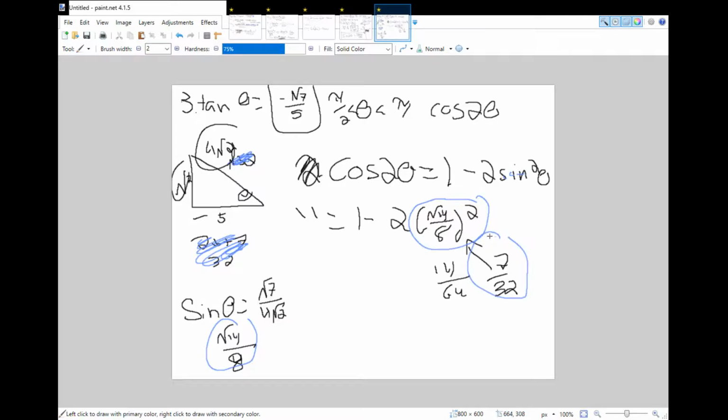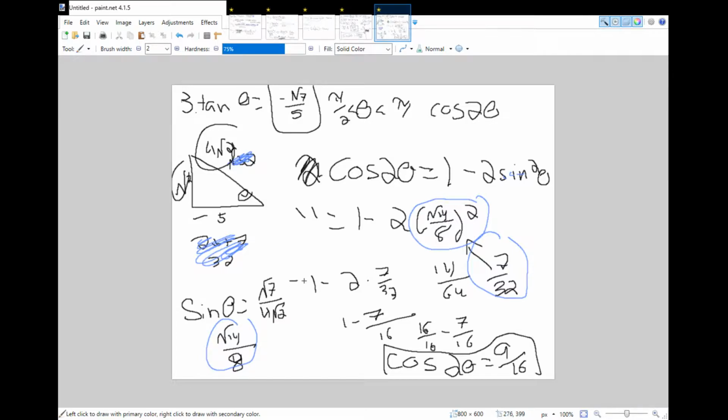So we plug that back in for this: 1 minus 2 times 7 over 32. So 1 minus 7 over 16. So 16 sixteenths minus 7 sixteenths. So you have cosine of 2 theta, that's equivalent to 9 over 16.